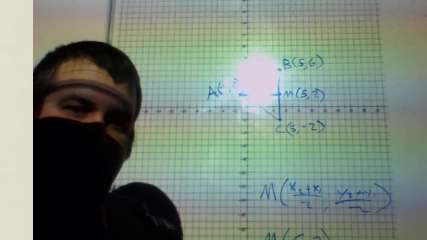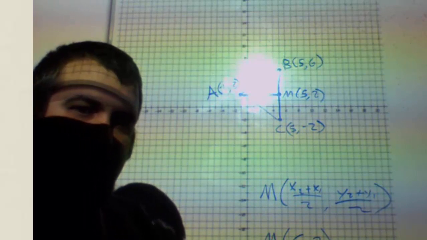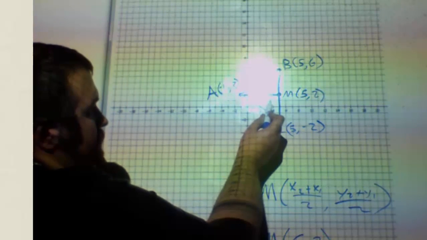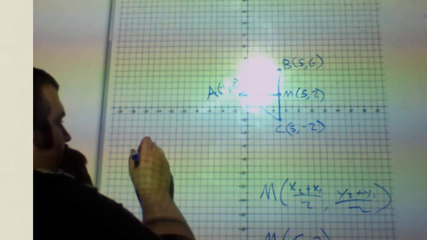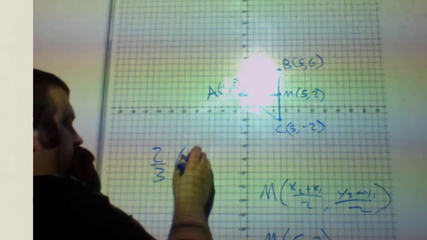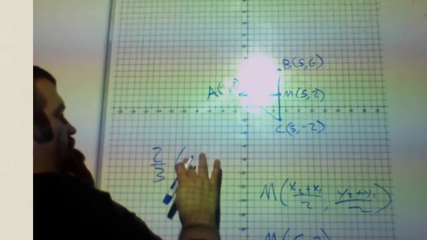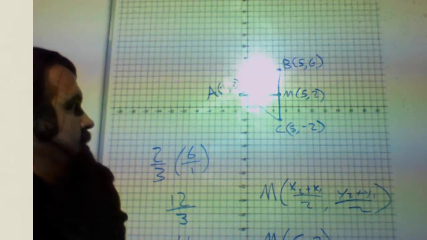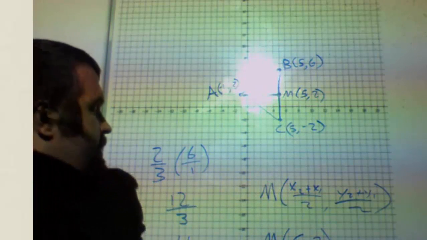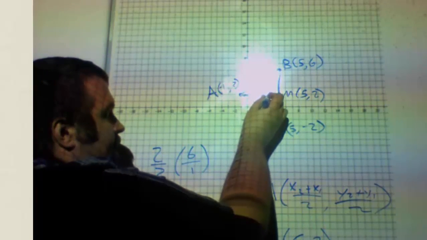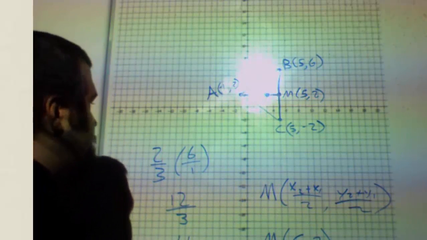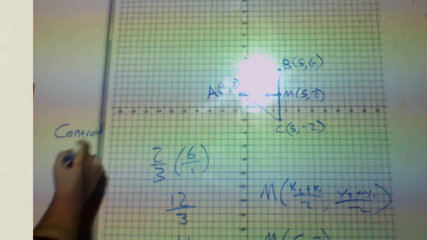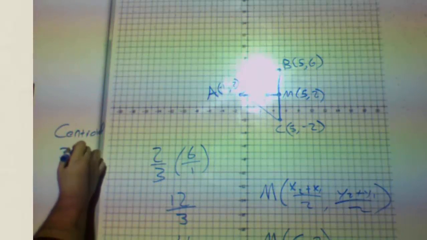Now I know that the centroid is 2/3 the distance from the vertex. So if the full length is 6, well, 2/3 of 6 is 2/3 times 6 over 1. That's 12 over 3, or 4. So I want to go 4 to the right of the vertex. 1, 2, 3, 4 at this point. The centroid in this case will be at 3, comma 2.